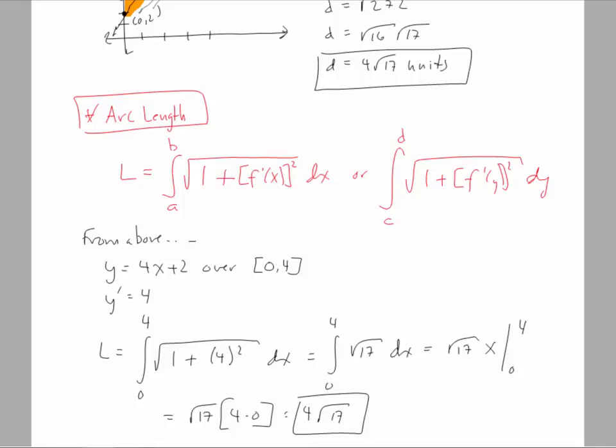So you can see we get the same solution either way. The distance formula only works with lines. The arc length formula works with anything.